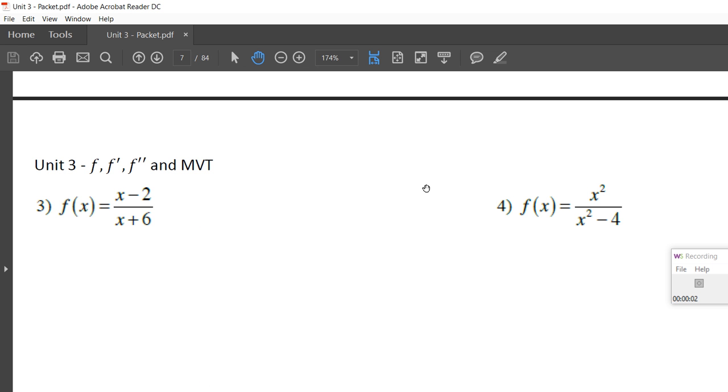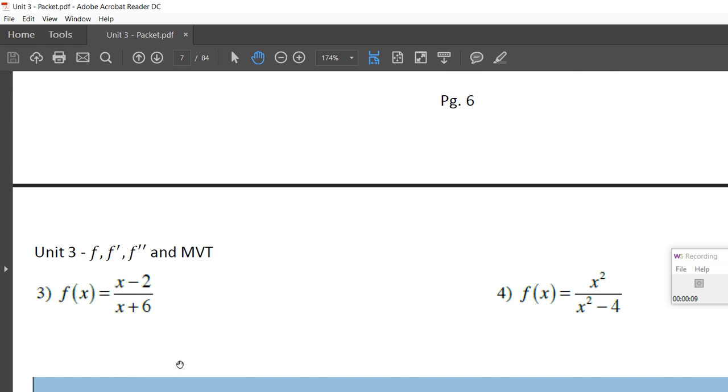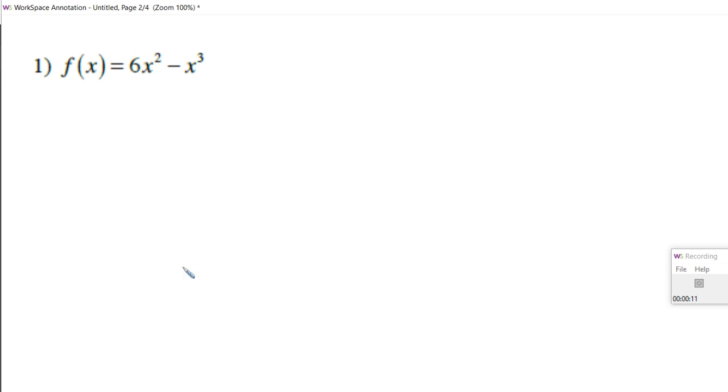This is on your page 6, and it's number 1. On this one, yesterday we looked at the graph and saw where it had maximum, minimum, and concave up and down. Well, today we're going to take a look at this and actually do it algebraically.